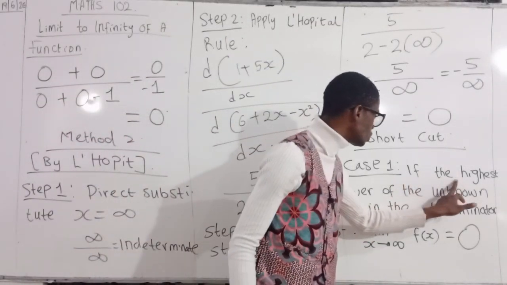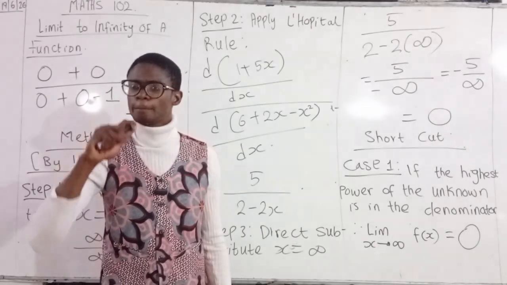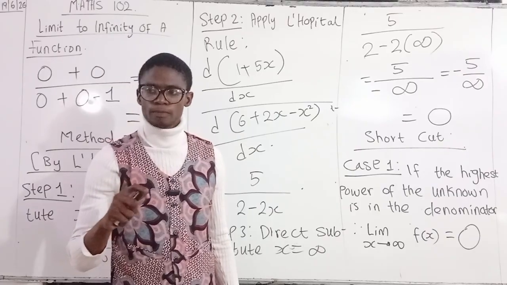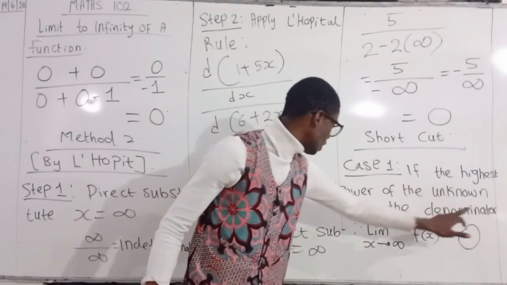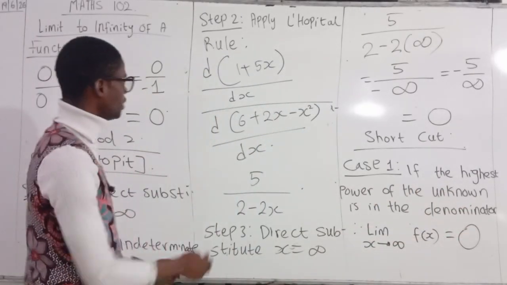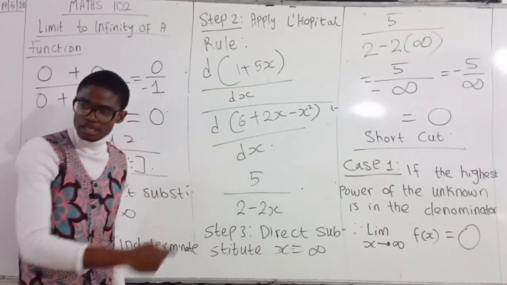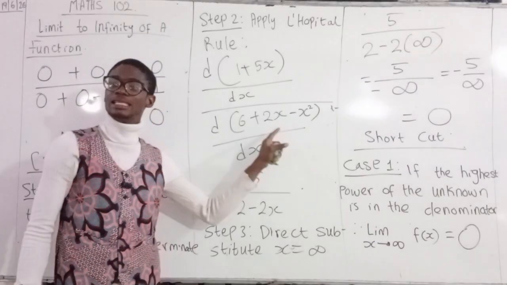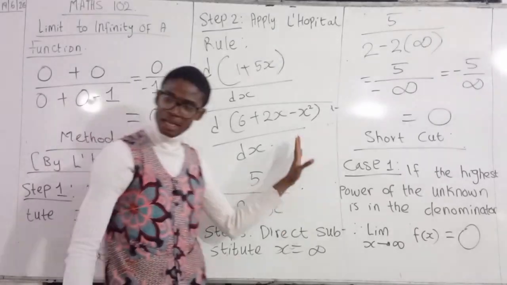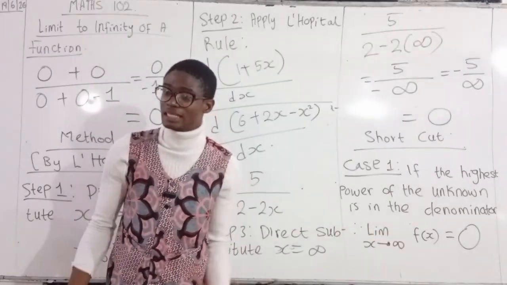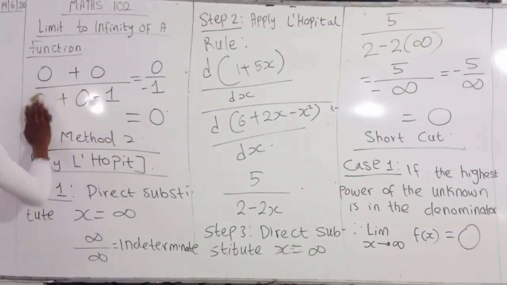He said if the highest power of the unknown is what? I said if the highest power of the unknown, like if you come here now and you check the denominator and the highest power of x is in the denominator, it means that the limit will be 0. That's what I said. I said if any real number is dividing infinity, you will get 0. Is there any confusion? What are you confused about? So please, that's what you should take note of.